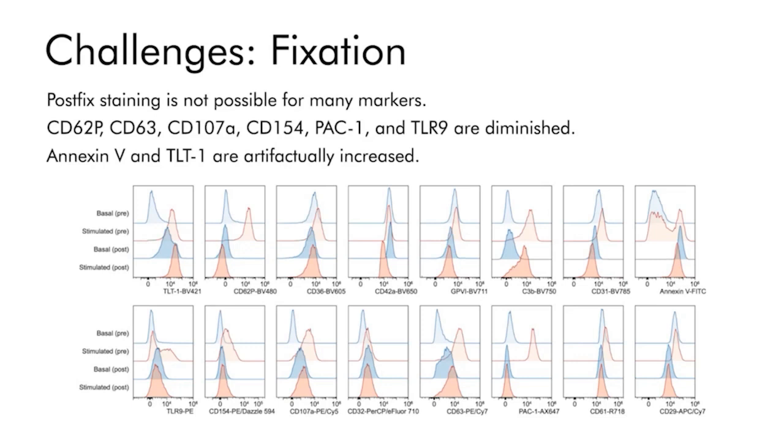So the figure on this slide compares basal and stimulated samples before, labeled pre, and after, labeled post fixation. After fixation, we see a number of staining artifacts highlighted here, including increased levels of TLT1 and annexin V, while CD62P, PAC1, and others are markedly diminished after fixation.